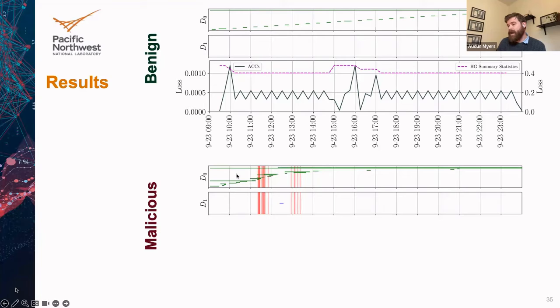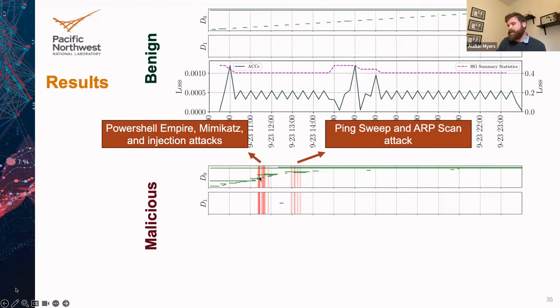We could see a lot of components showing up in different interval lengths that they persist, as well as some higher dimensional features, such as a one-dimensional hole here. And we also have these vertical red lines that represent the specific attacks that were happening. So during this first group, we had PowerShell Empire, Mimikatz, and injection type attacks. And then the second one are more ping sweep and ARP scans, which are sending out a signal and then getting a response, from people trying to find vulnerabilities in the network.